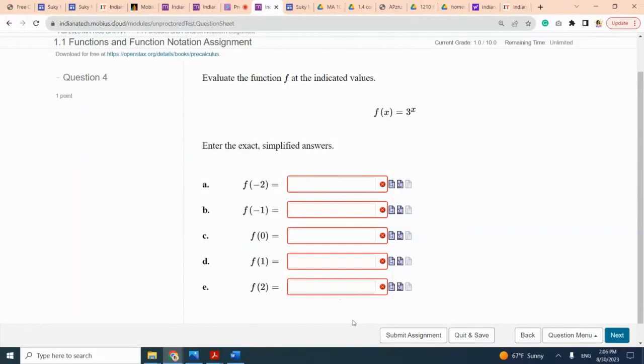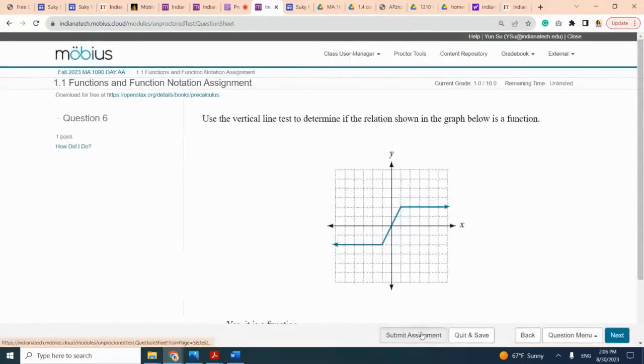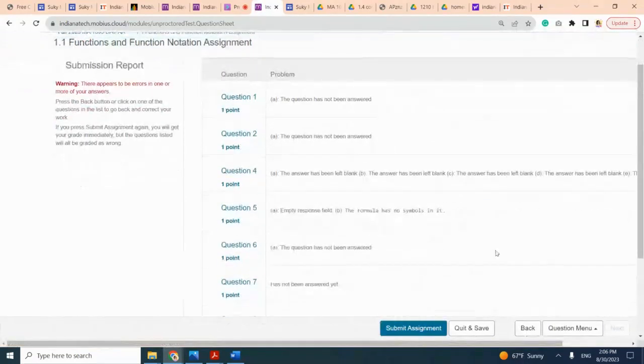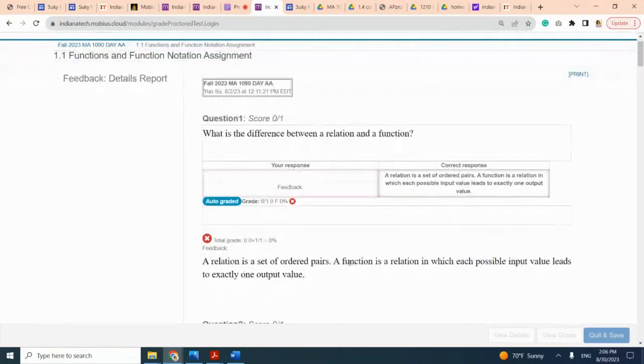After you submit, let's say you go next, and then you submit the assignments. You click submit the assignments. Do you see view details? You click view details, and it tells you this is your response and this is the correct answer. And there is some explanation of why this is the correct answer. Okay, everybody? So that is your homework. And if you have questions, please feel free to come ask me.